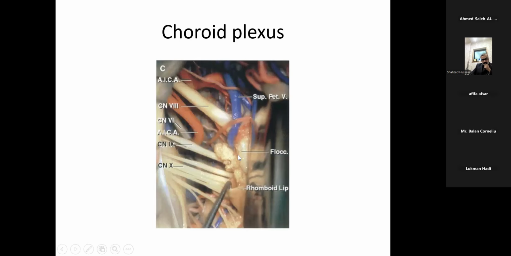This is a picture showing the flocculus of the cerebellum, which tends to hide and protect the junction of the cranial nerve 7th and 8th from the brainstem. And this is the choroid plexus which is hanging from the foramen of Luschka. This is the rhomboid lip of the cerebellum that can be seen.